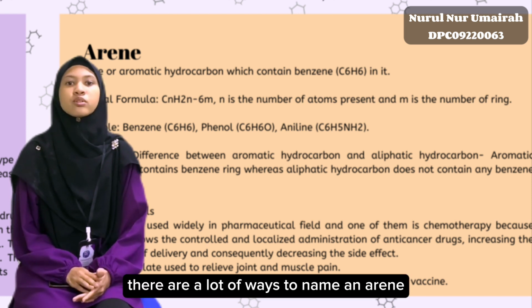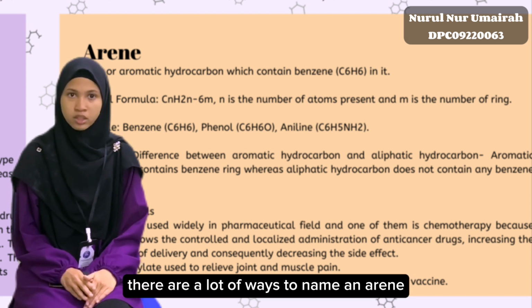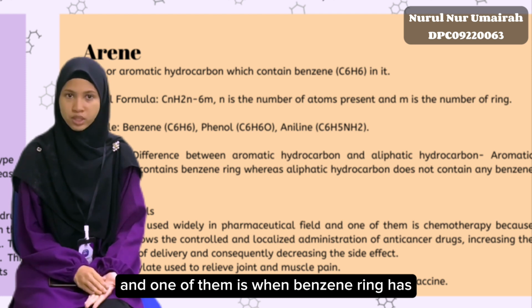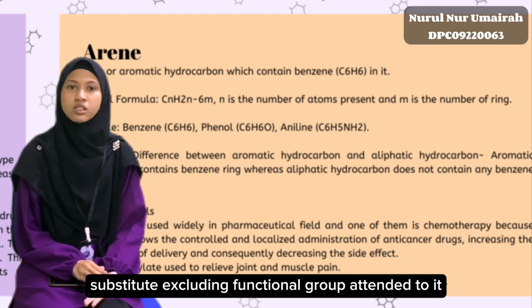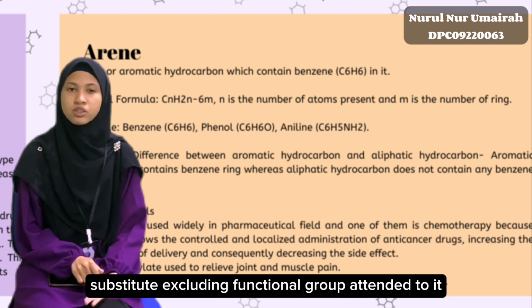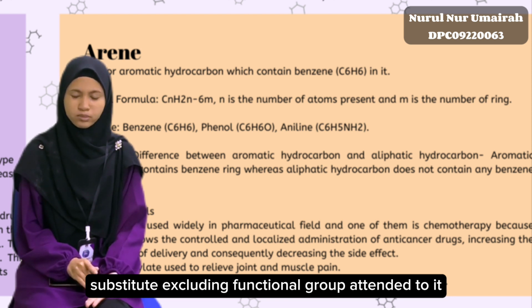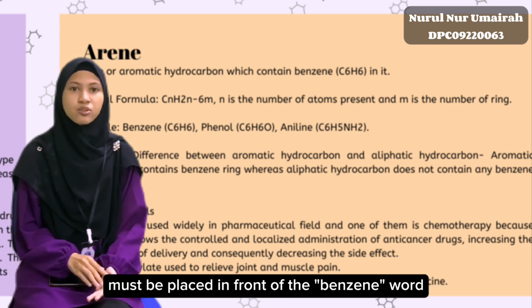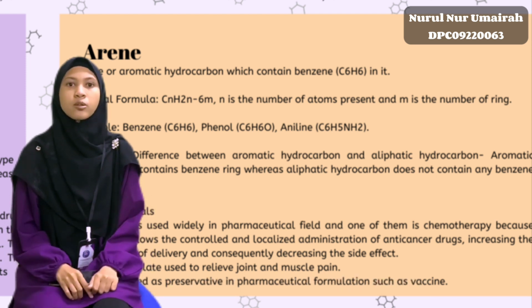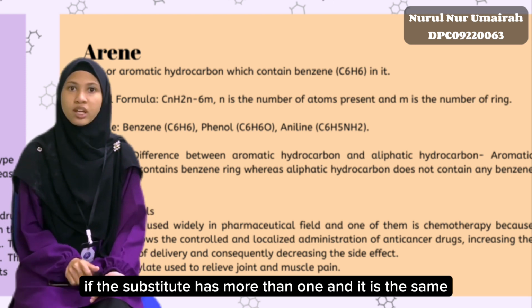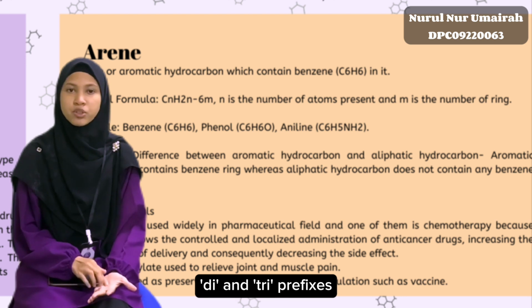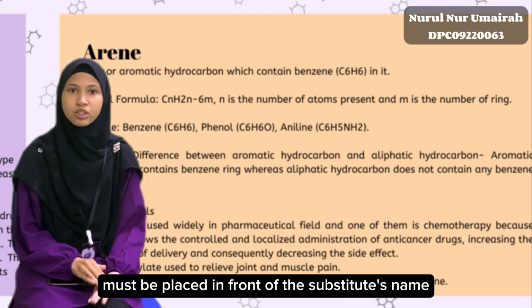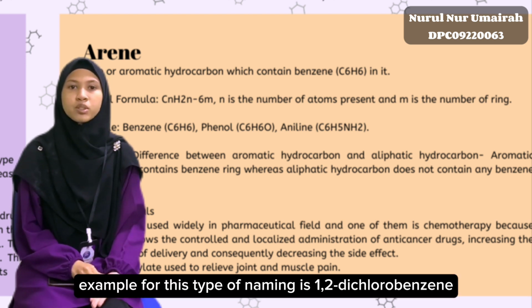There are a lot of ways to name an aryl, and one of them is when a benzene ring has a substituent excluding functional group attached to it. The substituent position and name must be placed in front of the word benzene. If the substituent has more than one and it is the same, di and tri prefixes must be placed in front of the substituent's name. The example for this type of naming is 1,2-dichlorobenzene.